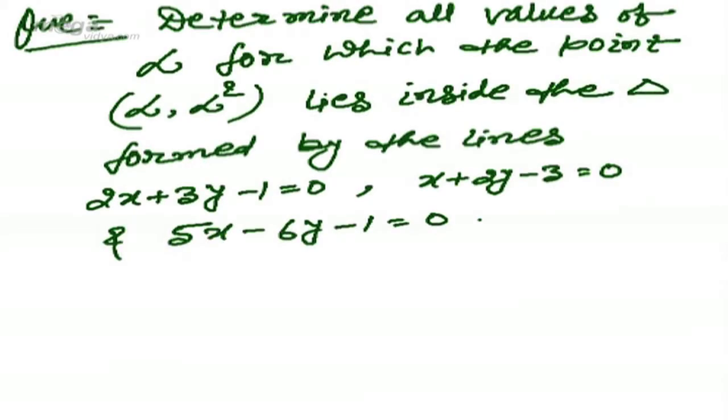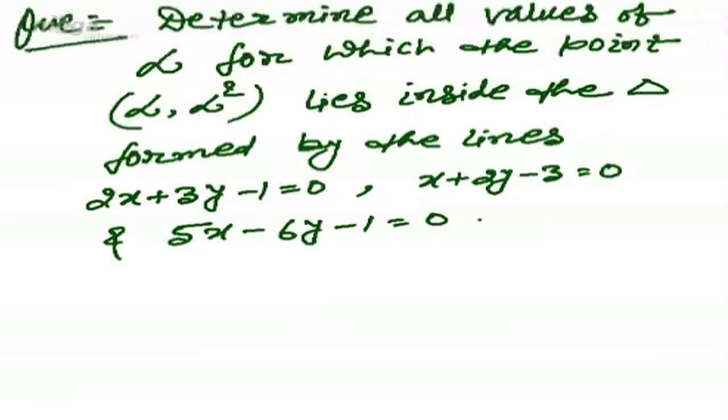Now student, I am taking one more example, one more question already asked in the IIT exam. The question is: determine all values of alpha for which the point (alpha, alpha squared) lies inside the triangle formed by the three lines 2x + 3y - 1 = 0, x + 2y - 3 = 0, and 5x - 6y - 1 = 0.